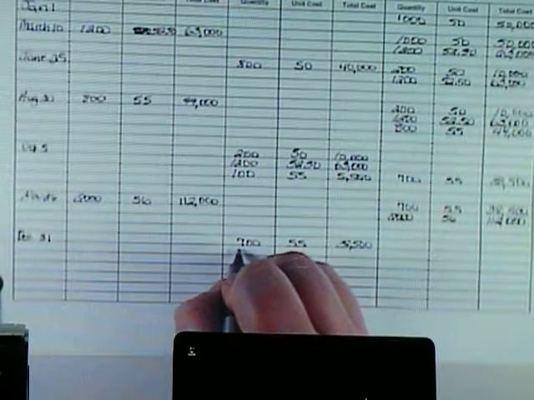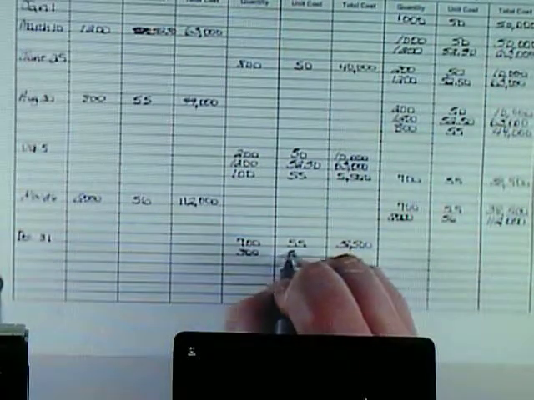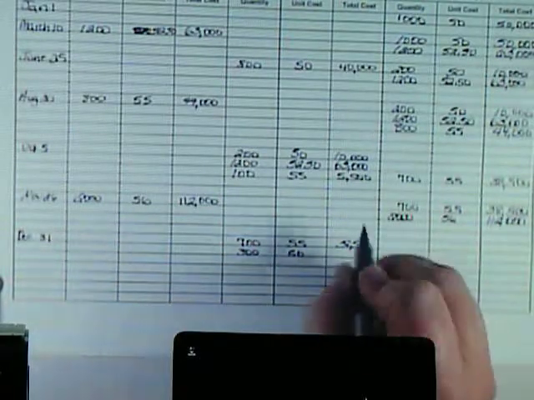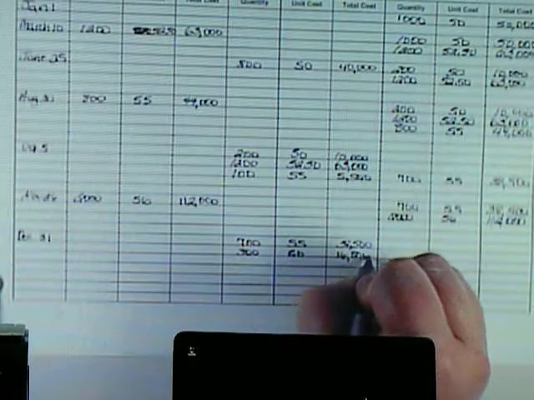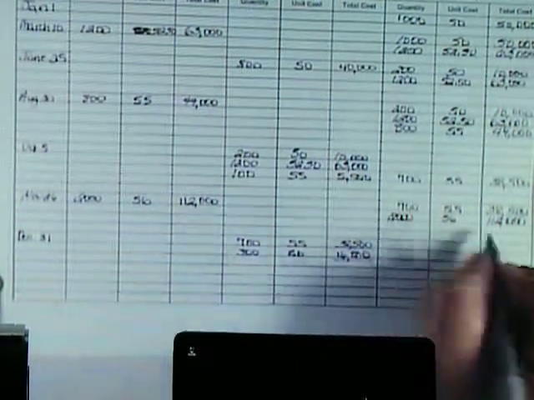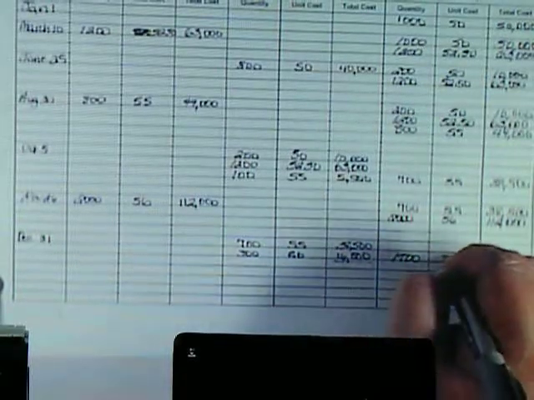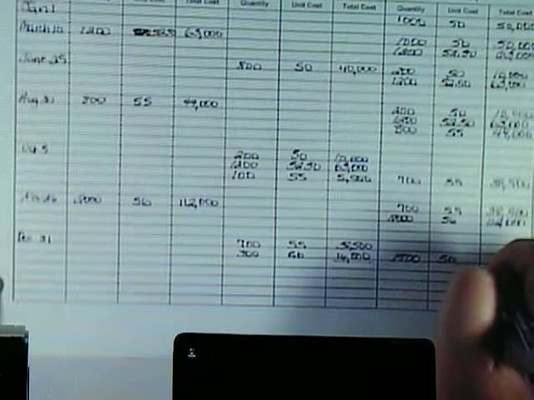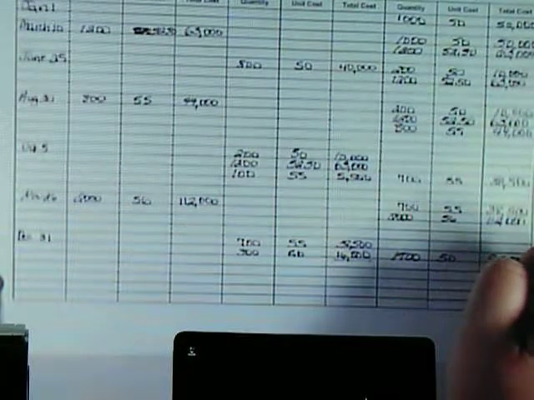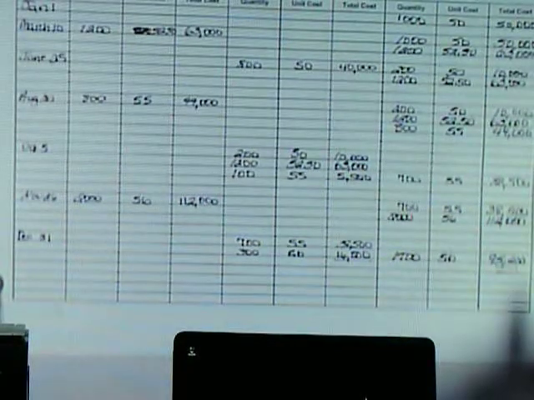And I need to sell an additional 300 units at $56 a piece for a total of $16,800. And I'm now just going to come over here and adjust my inventory. I have 1,700 units left at $56 a piece for a total of $95,200. There's my ending inventory.